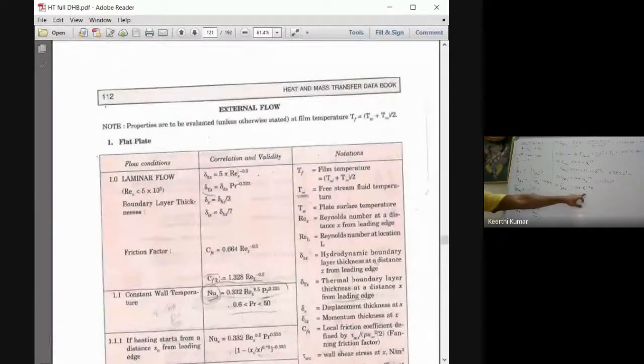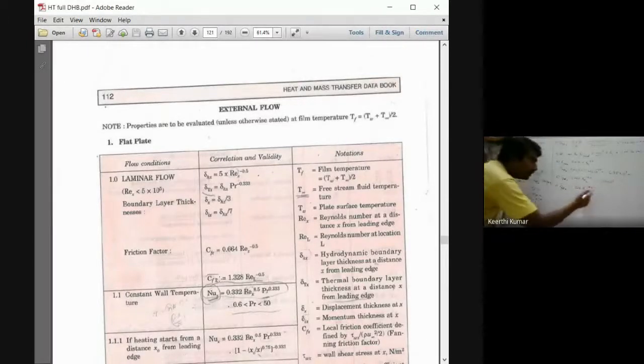He has given the total length L. There is some printing mistake there. You can take X, this value. See, L means this formula holds good if it is the total length. If it is at a particular distance, this will become X. That's all. Wherever L is there, it will become X.